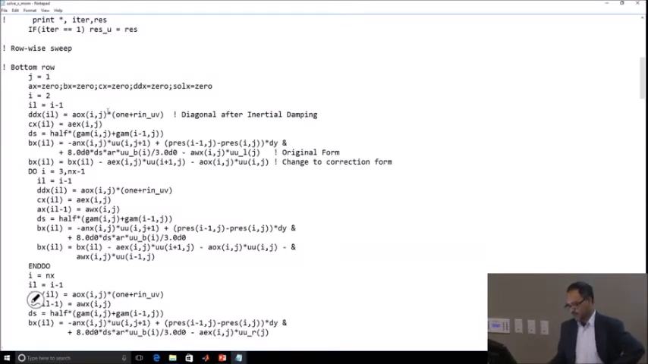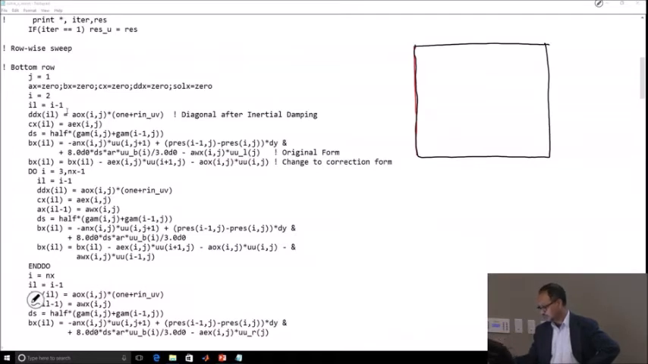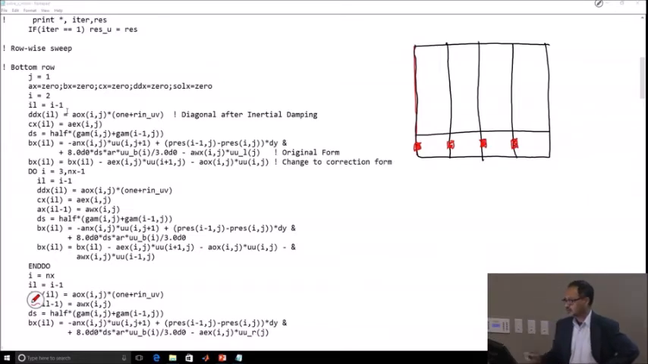Now, here is what's going on. Let me see if I can draw a picture here. Hopefully I can. Yeah, good. Let me use black. Here is my computational domain. All right. And I'm just going to draw maybe a 4x4 mesh. My u velocities are right here. And here.